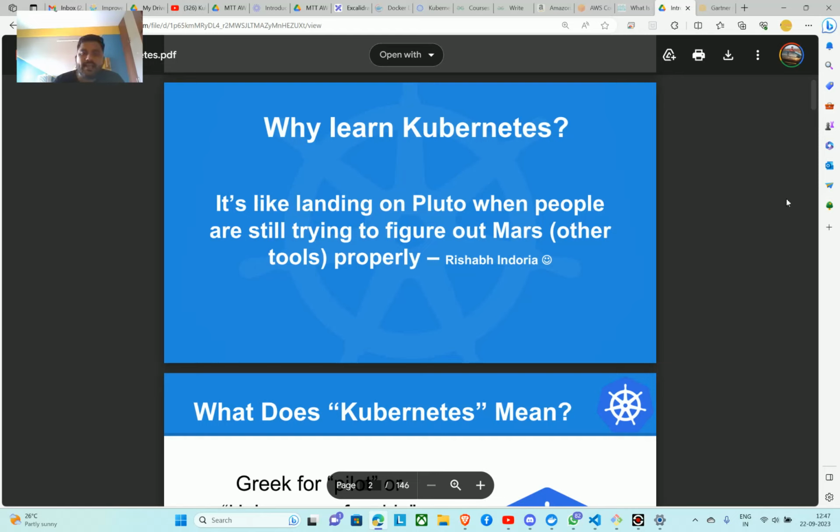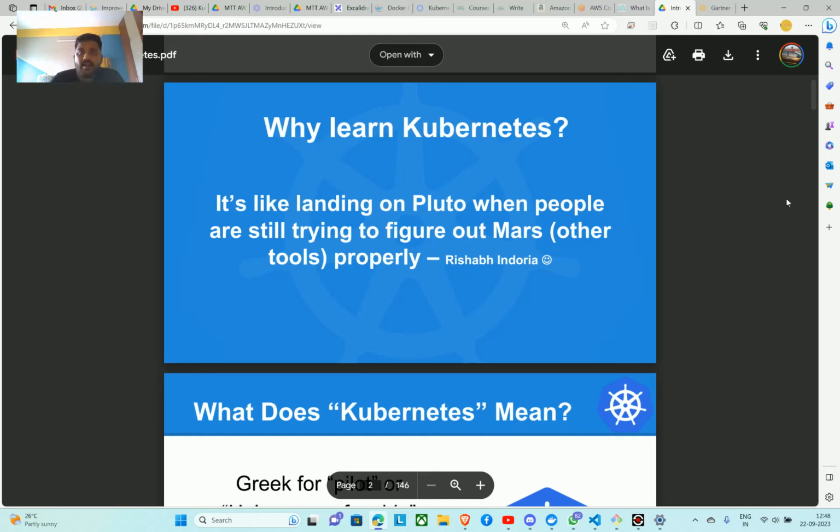Okay, it's like landing on Pluto when people are still trying to figure out Mars. In this context, it means that people are still learning other tools. So there are many organizations who still do not use Kubernetes. People are still happy with other container orchestration tools like cloud-based ECS, right? Or they are happy with Docker Compose and the like.